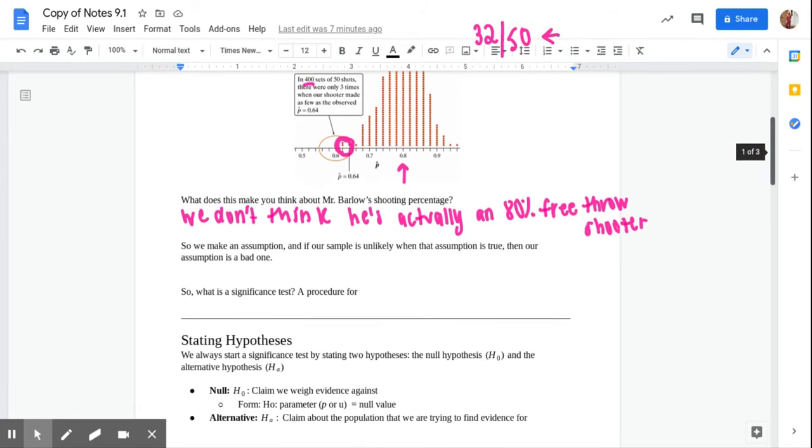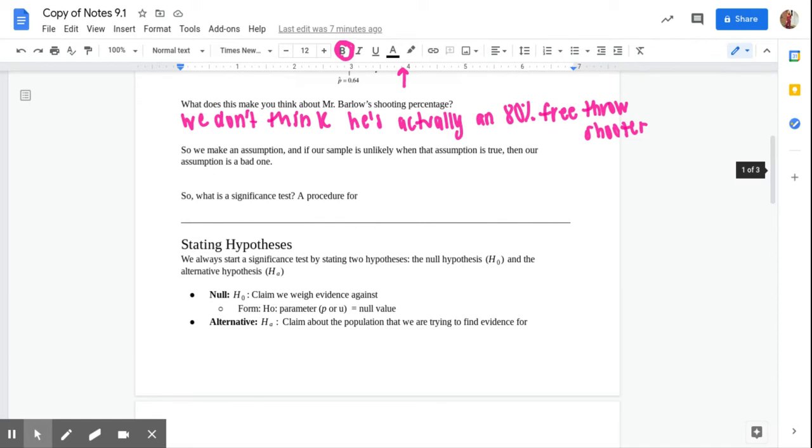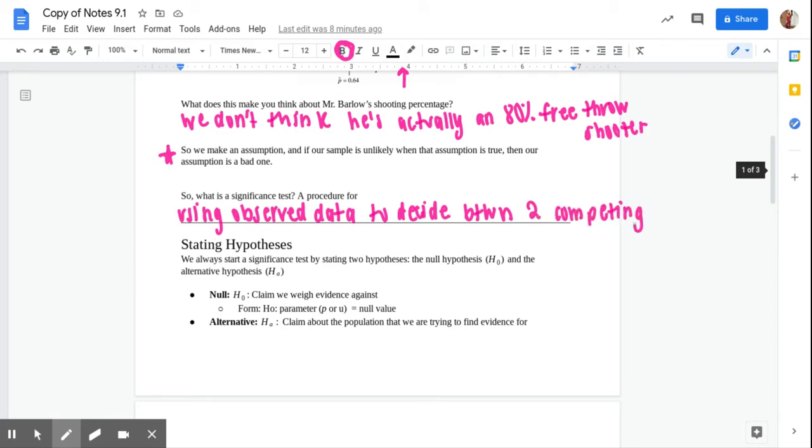So moving more into this significance test, it says we make an assumption, and if our sample is unlikely when that assumption is true, then our assumption is a bad one. So that's what we just did, using the sampling distribution to back up the claim. So what is a significance test that I keep talking about? It's a procedure for using observed data to decide between two competing claims. So like I said, the above example was looking at if he was an 80% free throw shooter or if he was not. So those are my two competing claims.